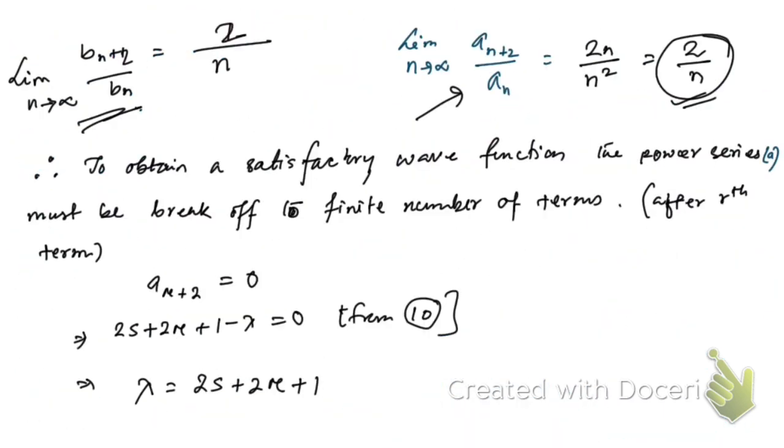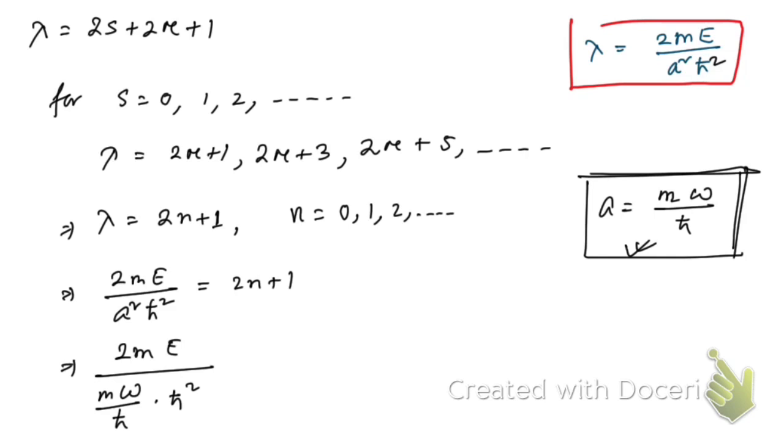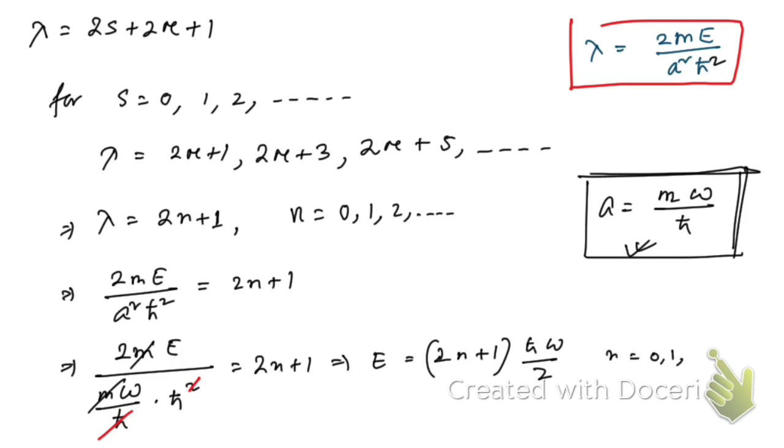Now h cut cancels a square, and here we have 2n plus 1, so it implies E is equal to (2n plus 1), m also cancels, h cut omega by 2, where n is equal to 0, 1, 2, 3, and so on. So that is what we have got. This is the energy eigenvalue of this oscillator. Equation number 11.